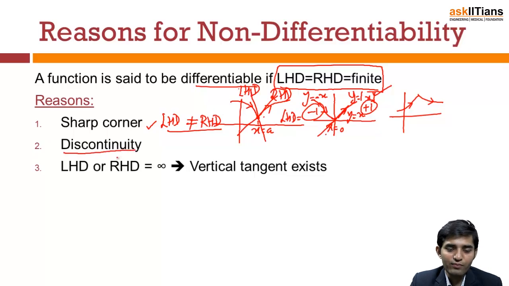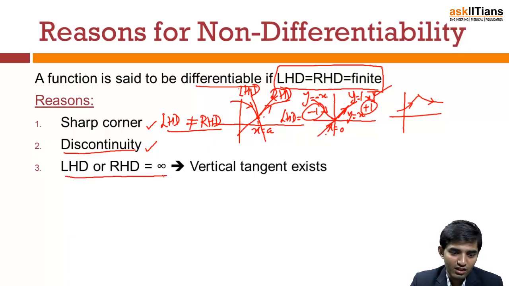The second reason is if the graph is discontinuous. I told you, the fourth result in the theorem: if a function is discontinuous, it will definitely be non-derivable. If a function is discontinuous itself, there is a break in the graph, then it will surely be non-derivable.